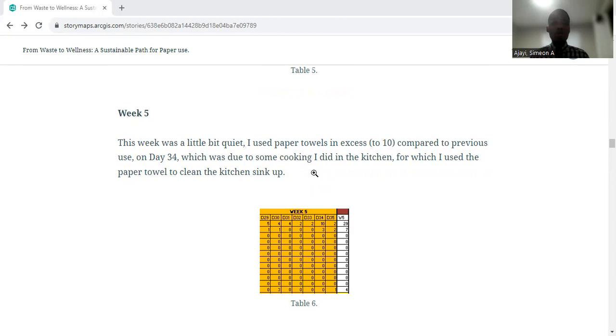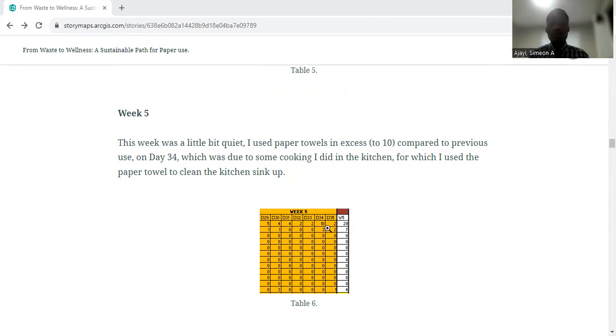Then week 5, this week was also a little bit quiet. I used paper towels in excess compared to previous weeks, on day 34, which was due to some cooking I did in the kitchen. So on day 34, I used a lot of paper towel, which is 10, because I did some cooking.